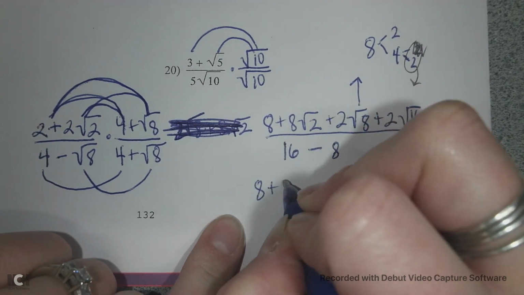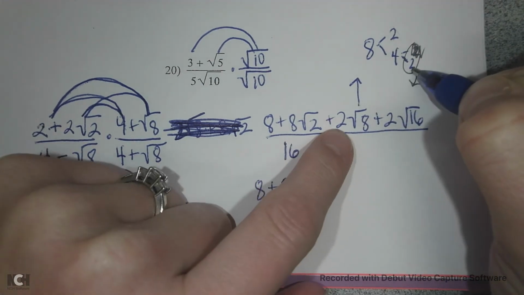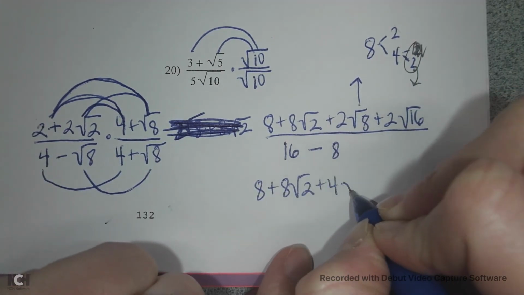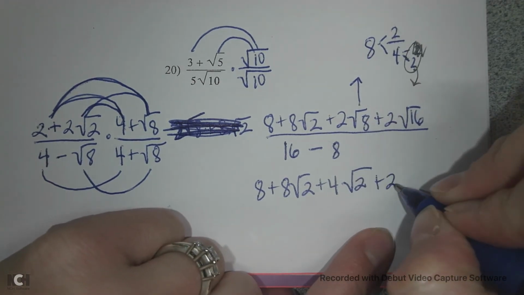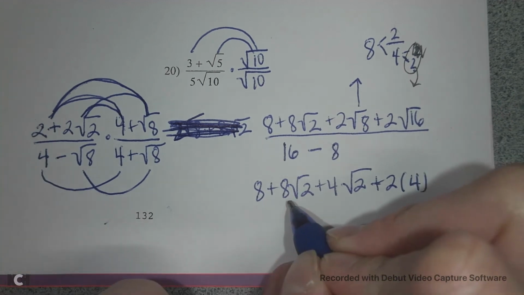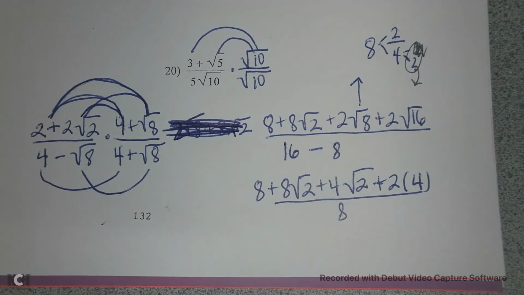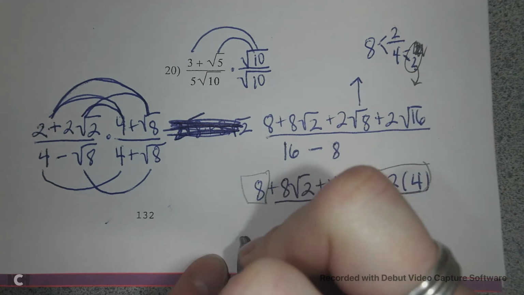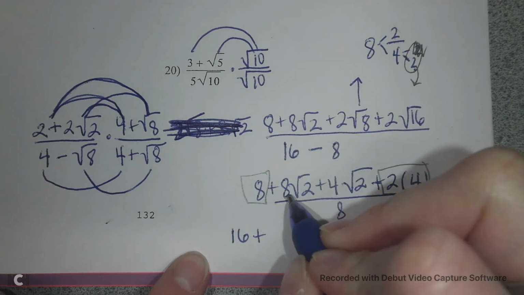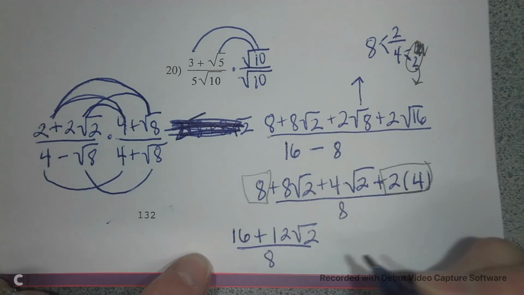So I have 8 plus 8 root 2. And then I'm going to multiply by this 2 that came out. So 2 times 2 is 4. And then I have a 2 left over, so root 2. And then here I have my 2 times 4 because the square root of 16 is 4. And then 16 minus 8 is 8. Okay, so then we're going to keep going. I can combine my 8 and my 8, and that will give me 16. And I have 8 root 2's and 4 root 2's, which is 12 root 2's all over 8.